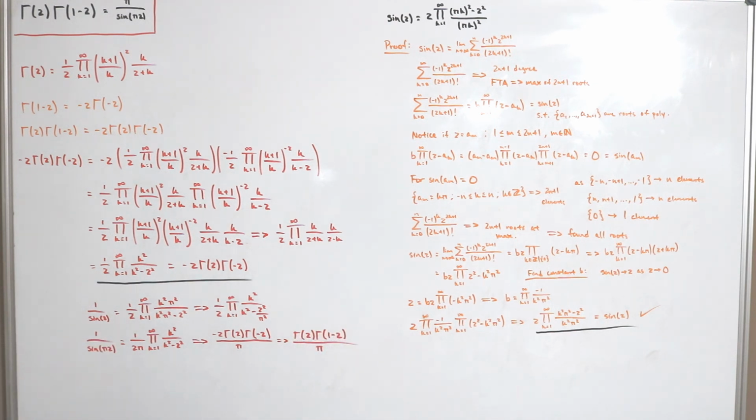Now the last thing is to multiply pi to both sides, and we get that our final answer is gamma of z multiplied by gamma of 1 minus z is equal to pi divided by sine of pi times z, like so. And that is our final conclusion, drawn in this black box over here.